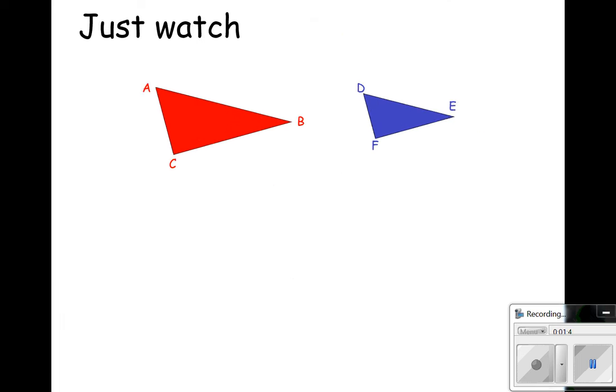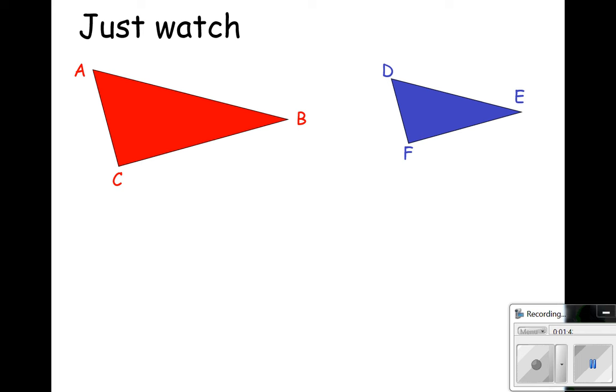So let's just watch this example. Here's triangle ABC and triangle DEF. We know that angle A is congruent to angle D. We know that angle B is congruent to angle E. And finally, we know that angle C is congruent to angle F.